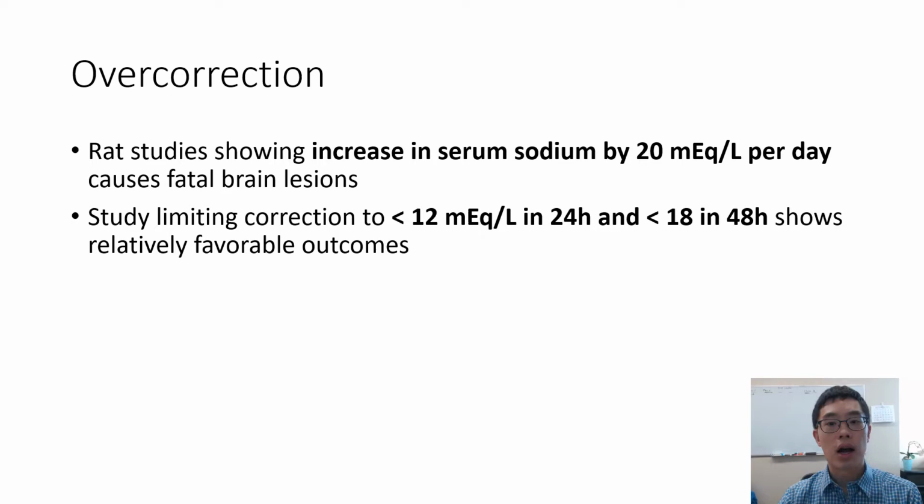While we do have a theory of how demyelination works, does it really cause problems in real life? Actually, yes. Studies were thankfully not done in humans, but in rats, researchers saw that an increase in serum sodium by 20 points resulted in essentially fatal brain lesions. In addition, studies that have looked at limiting correction of hyponatremia found that limiting increases to less than 12 in 24 hours and less than 18 in 48 hours had relatively favorable outcomes. There were still people who had brain damage at those higher concentration levels, so we generally maintain our lower limit of about 6 to 8 milliequivalents per liter of correction per 24 hours.